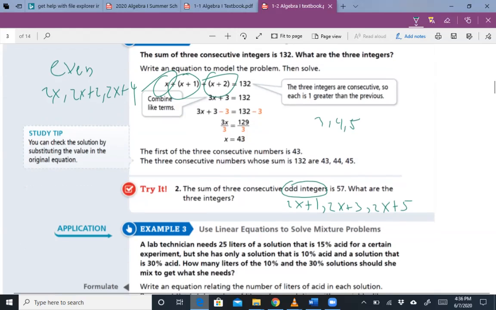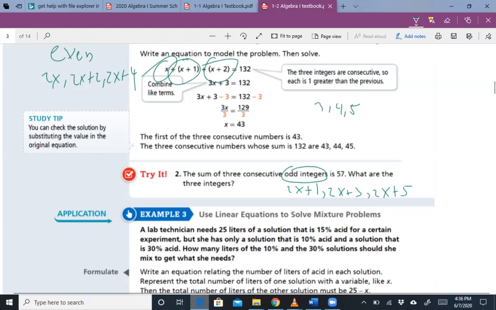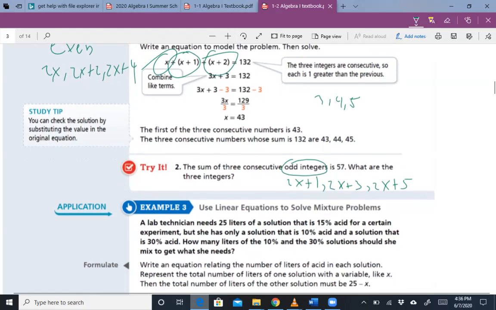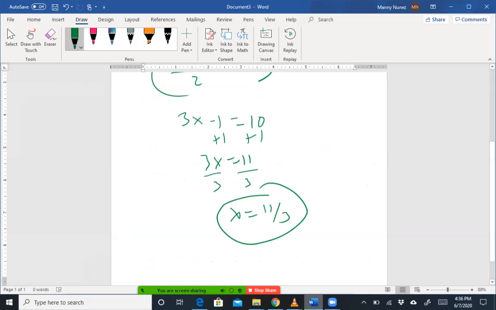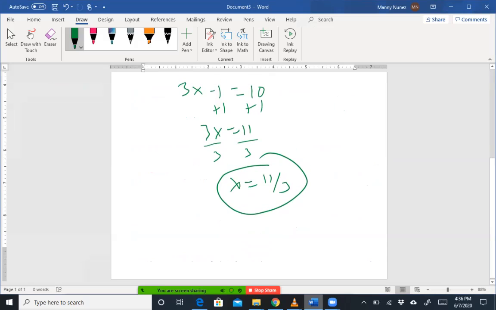Okay, so if I want to find the sum of 3 consecutive odd integers equaling 57, what are the odd integers? Well, let's figure it out. Let's do this on this, essentially. Okay, let's move the paper up. It's actually, do a little bit of this.